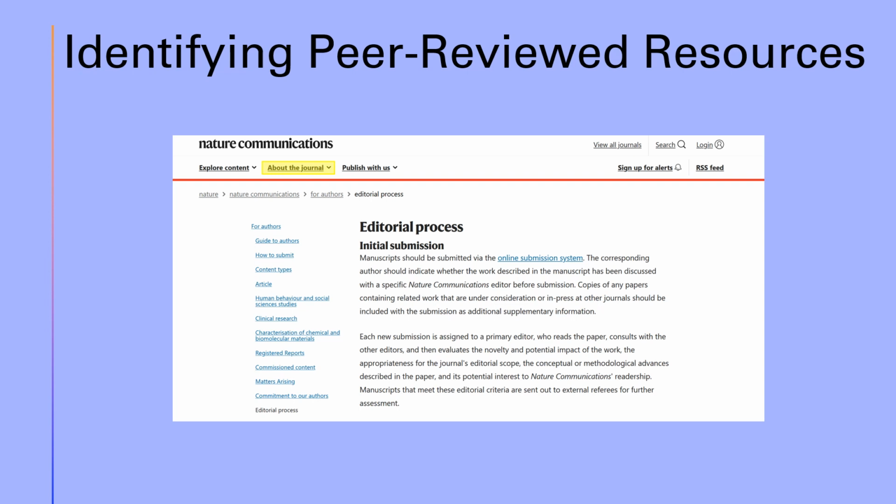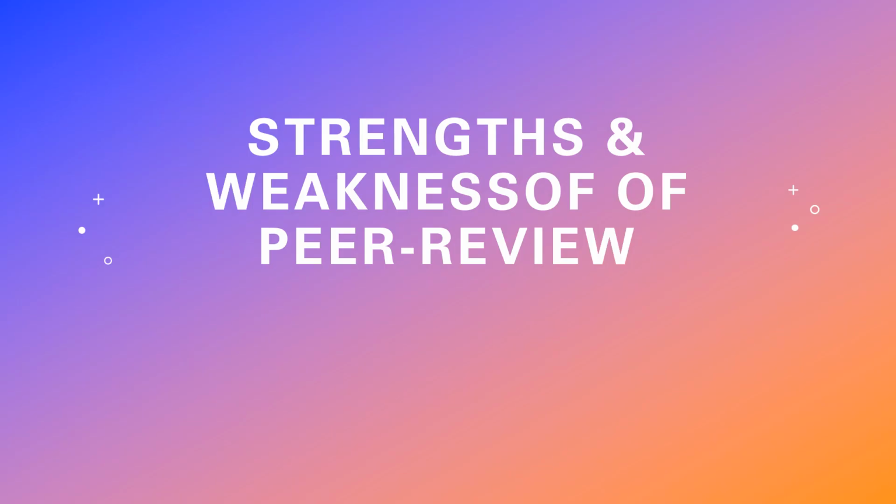In this particular instance, you'll see we're in the editorial process section, and if you look down here, they will say that manuscripts that meet editorial criteria are then sent out to external referees. Referees is just another term for peer review. So what you basically can say here is, I know this resource is peer reviewed, therefore I know I'm using a peer reviewed journal. Finally, we'll discuss the strengths and weaknesses of peer review.